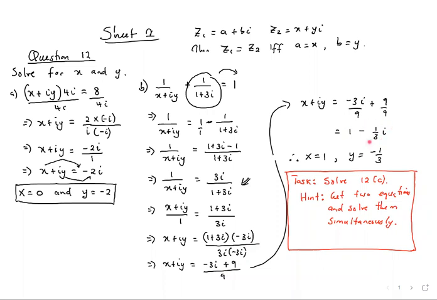This is a complex number on the left. This can only be equal to this if x is equal to 1 and if y is equal to negative 1 over 3. So we have x is 1, y is negative 1 over 3. That's how the two become equal there.